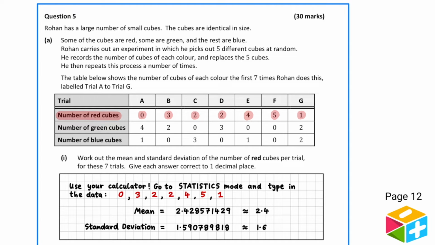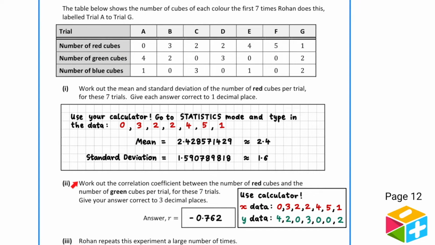Rounded to 1 decimal place, the mean will come out as 2.4, and the standard deviation will come out as 1.6. If you want more details on how to do this calculator work, check out the video linked in the description.